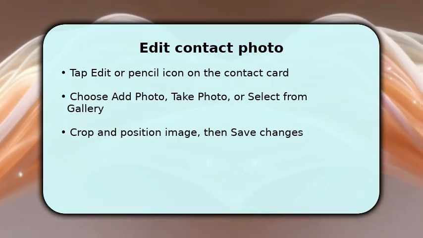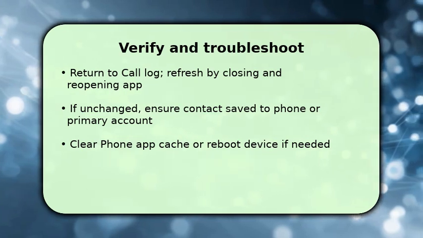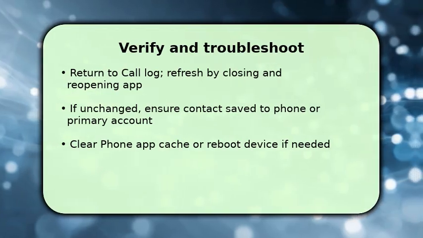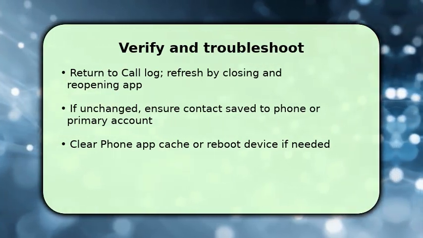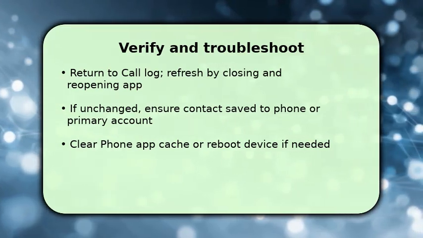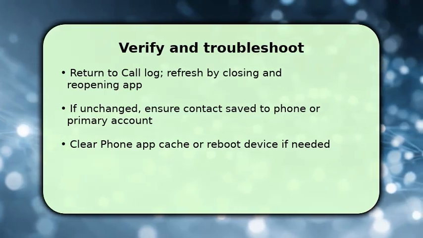You finish by confirming the updated photo appears in the call log. Return to Recents. If you don't see the change, close and reopen the phone app to force a refresh. If it still shows the old image, check that you saved the contact to the phone or the account that the phone app uses. Synced accounts sometimes override local edits.